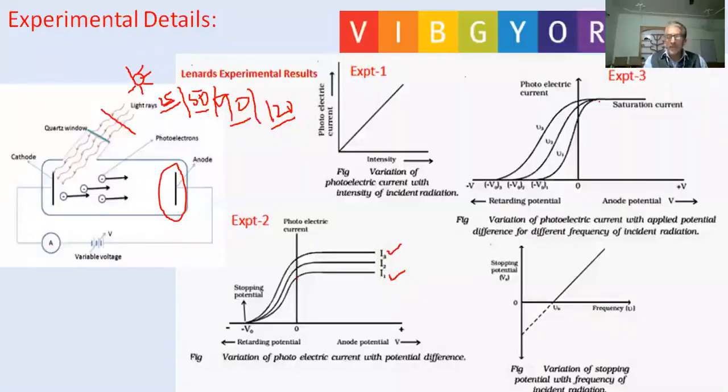Now experiment 3. Experiment 3 is when the incident light, suppose you are maintaining some watt of this light on the window. Suppose you are maintaining a 25 watt green light. Then again you repeat the experiment, and the stopping potential is V01, with some frequency nu1. It is the frequency of the green light which we are actually using.